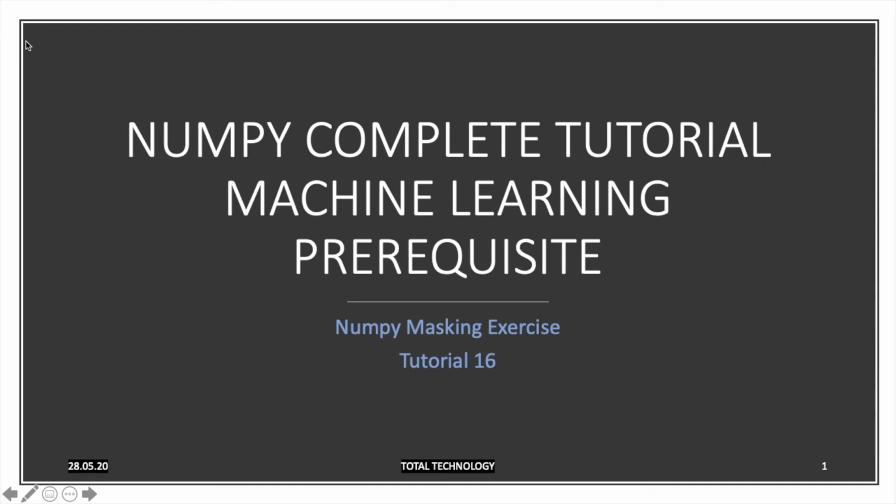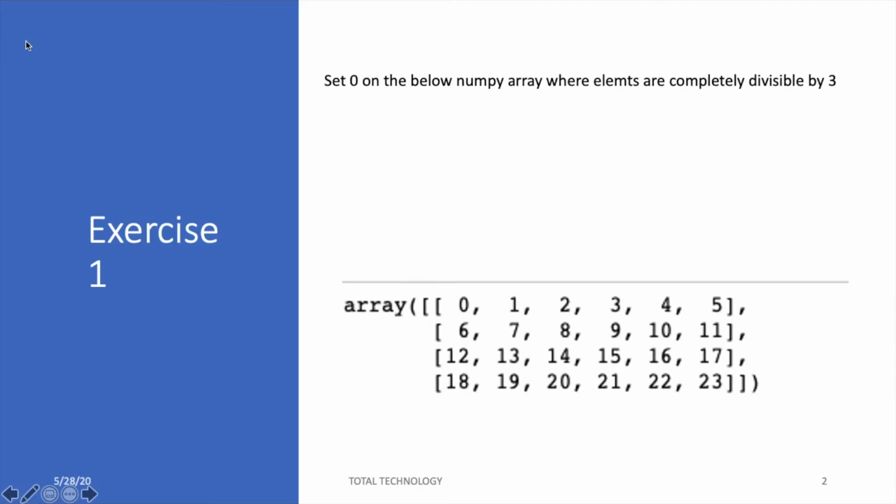For those sort of things, this masking is going to be very unique, and for that I designed two exercises. If you understand this, then you can do many things, not only in data science, but also in case you are writing some scripting or any other Python programming. There also you should use this sort of thing and your performance will be increased. Okay, so what is the first exercise?